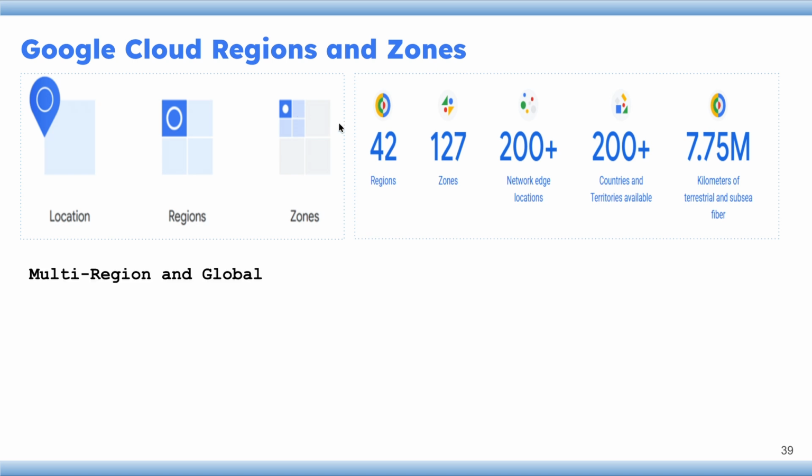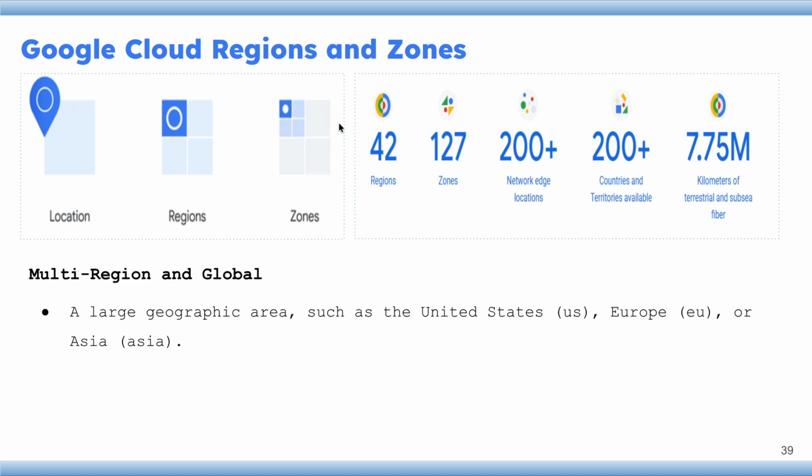A location is a large geographic area such as the United States, Europe or Asia. As I mentioned earlier, under the United States we have North America and South America. For example, regions like US East 1, US East 4, US Central 1, all of those come under the United States, and similarly for Europe and Asia as well.